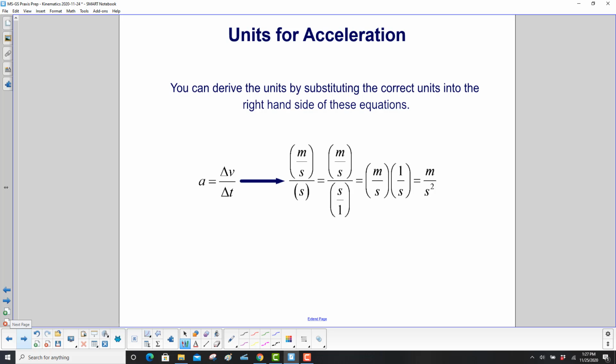You can derive the units by substituting the correct units into the right-hand side of these equations. So we have velocity, meters per second, times seconds. We still have meters per second here, but we put s over 1, right? Because s over 1 is equal to s. We then have m over s, meters per second. And then when you divide by s over 1, you're multiplying by 1 over s. And you multiply it and you get m over s squared, or meters per second squared.